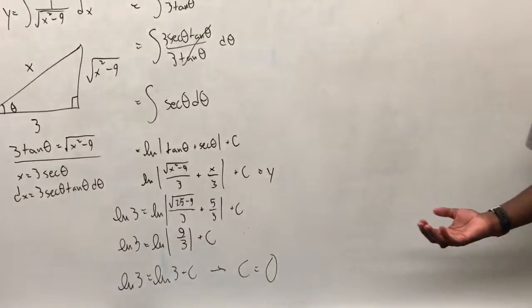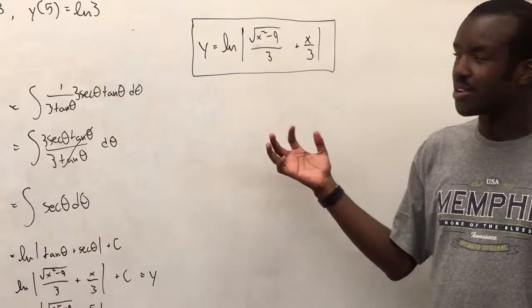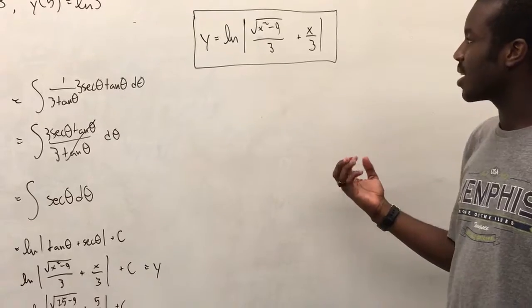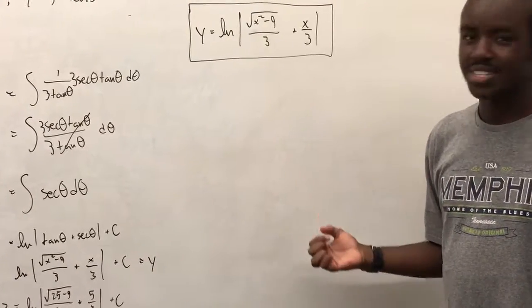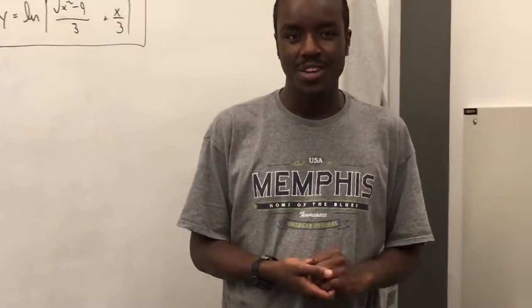So that means our final equation is y equals the natural log of the absolute value of the square root of x squared minus 9 over 3 plus x over 3. And that has been this initial value problem.